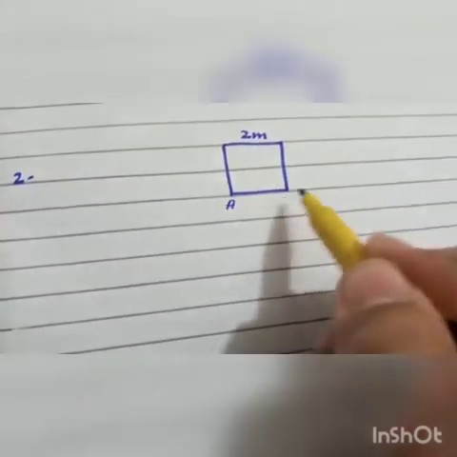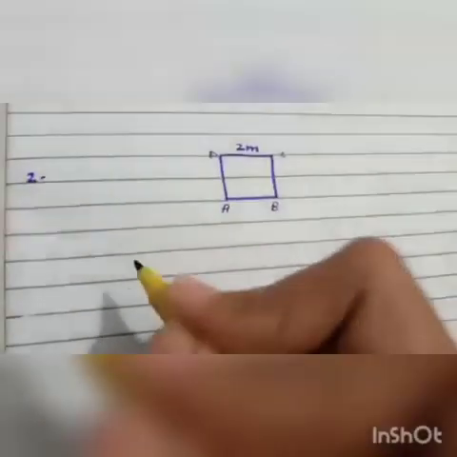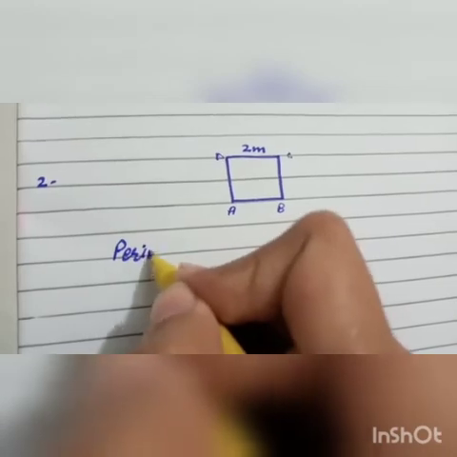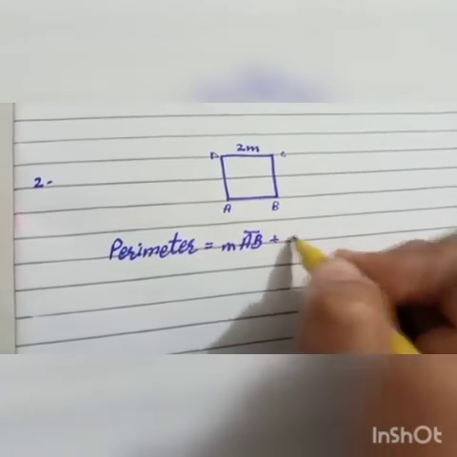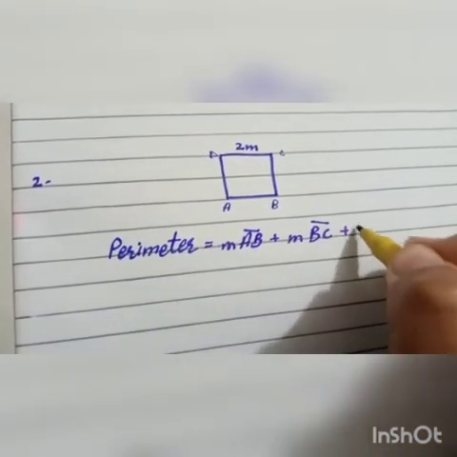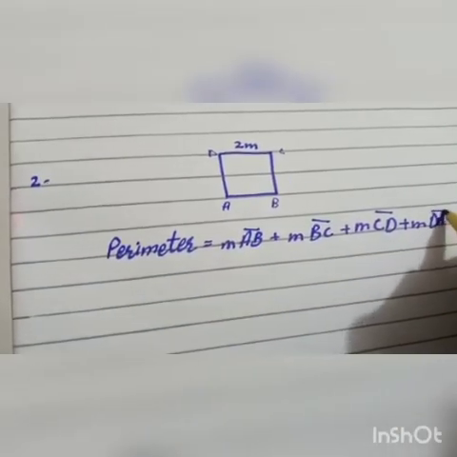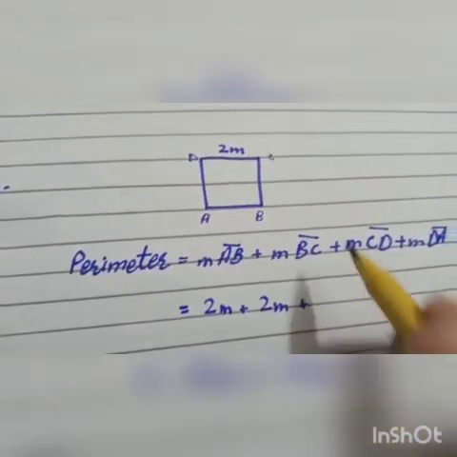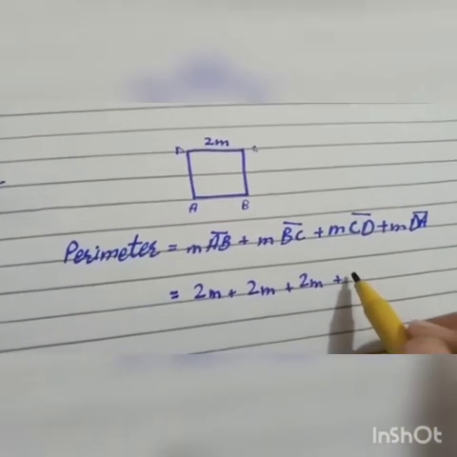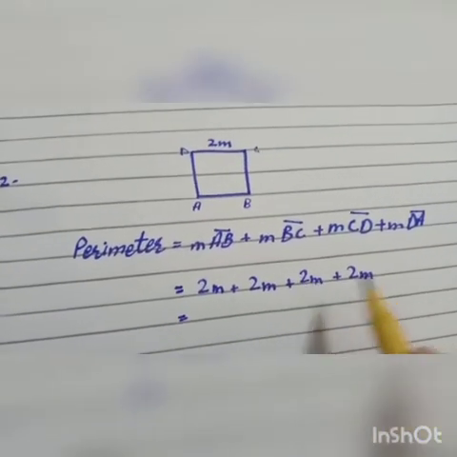Now we will solve question number 2. First we will point the names of each edge: A, B, C, D. Alright, now we will write perimeter equals to measure AB plus measure BC plus measure CD plus measure DA. 2 meter plus measure BC is also 2 meter plus measure CD is also 2 meter plus measure DA is also 2 meter. So 2 plus 2 is 4, 4 plus 2 is 6 and 6 plus 2 is 8 meter.